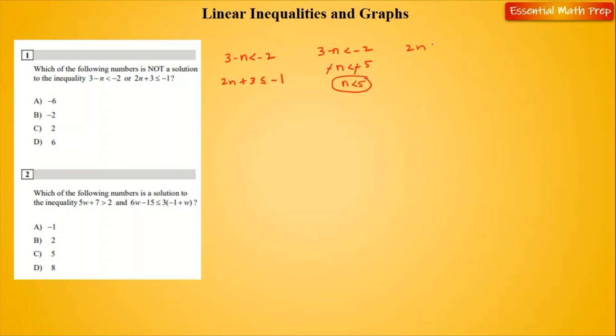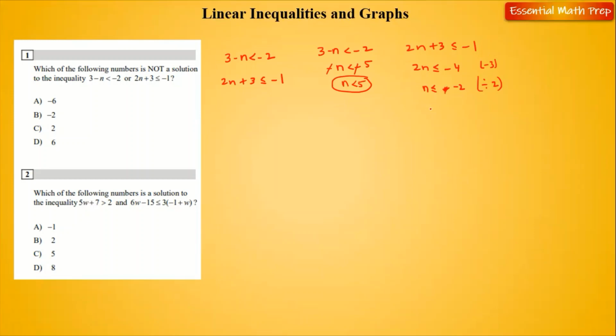We have 2n plus 3 less than or equal to negative 1. So 2n is less than or equal to negative 4. All I did is subtract 3 on both sides. So n is less than or equal to negative 2, right? That is, I divided by 2 on both sides, right?